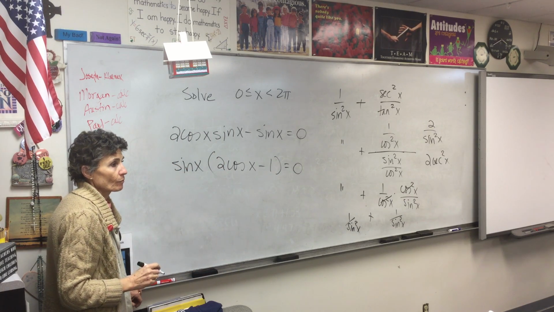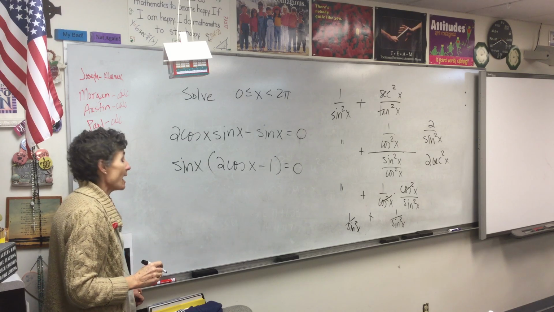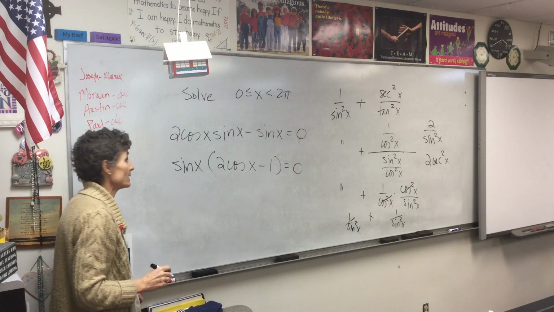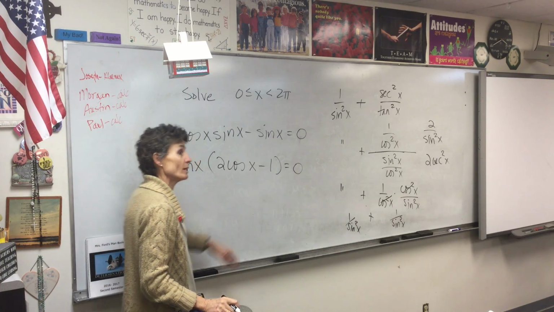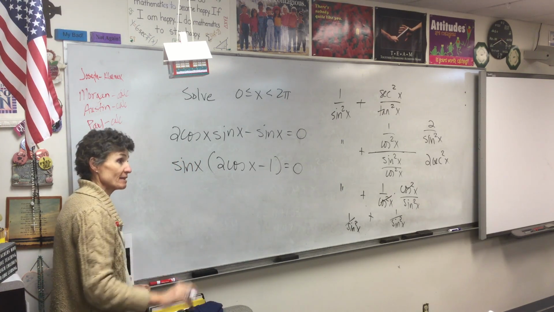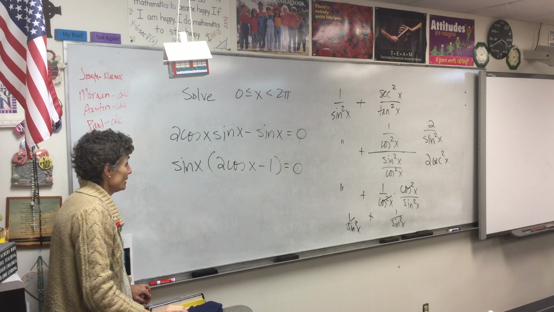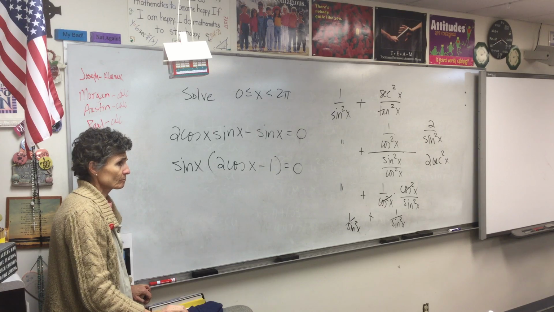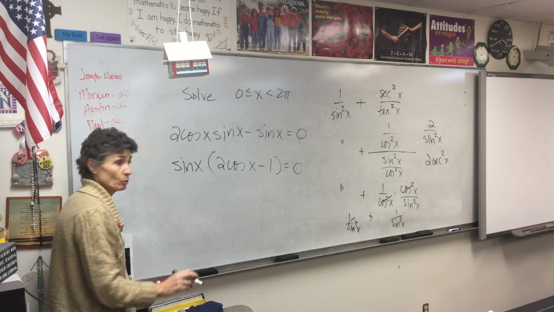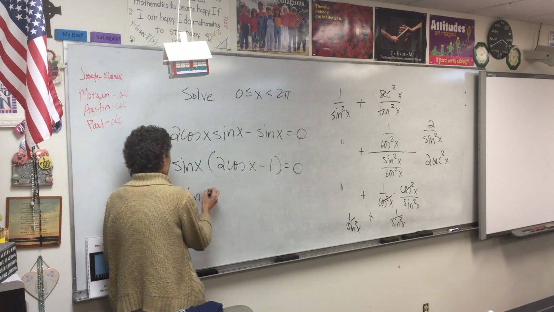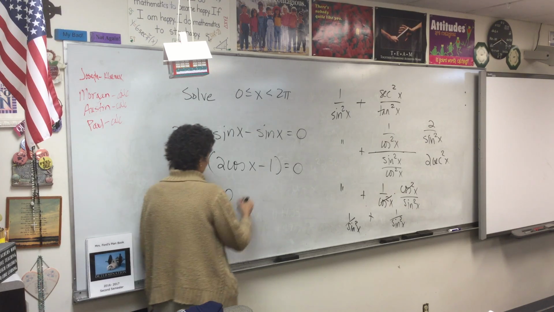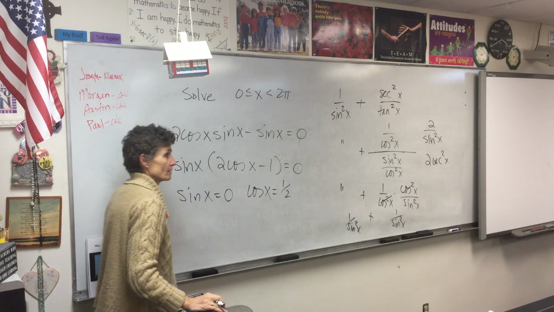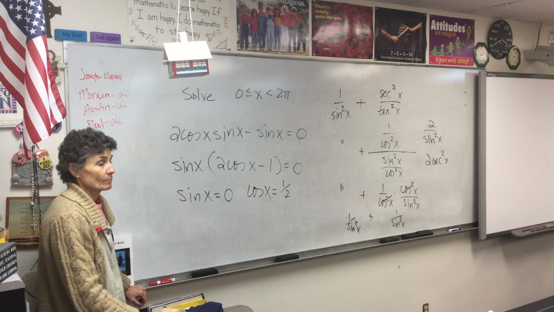Now that's a double angle identity, right? Actually, it would be if it were squared. You're right, it could be, but it's not squared. 2 cosine squared minus 1 is an identity, but that's good to be thinking about those identities. What do I do once I factor in an equation like this? Set them both equal to 0. So sine x equals 0, or cosine x equals 1/2.